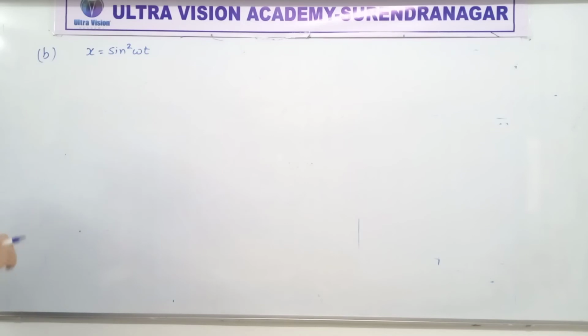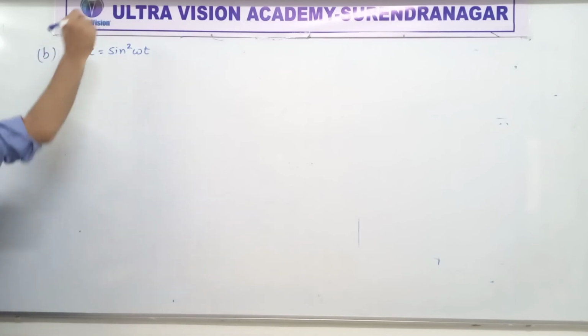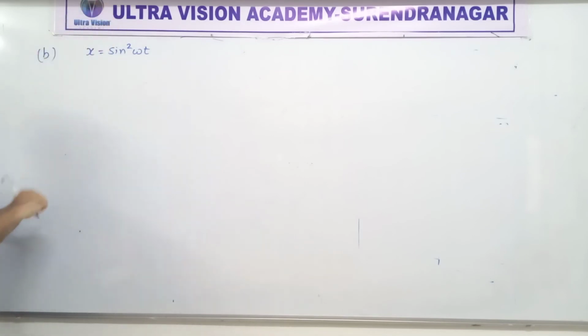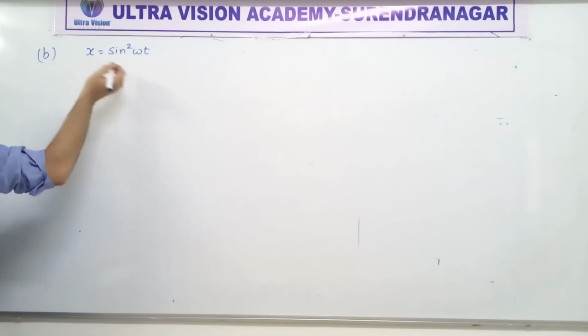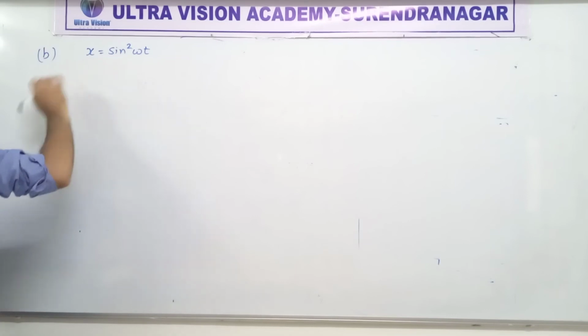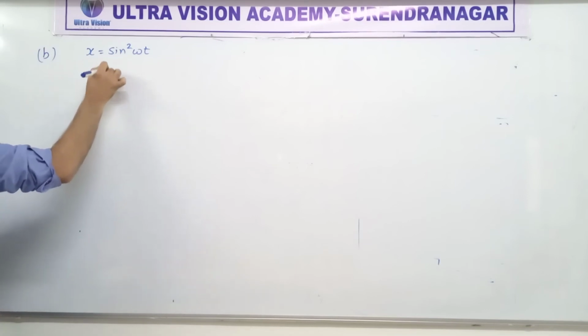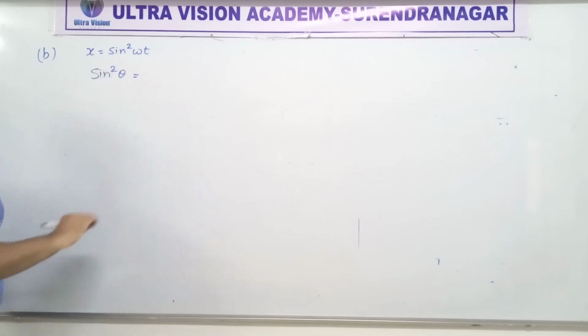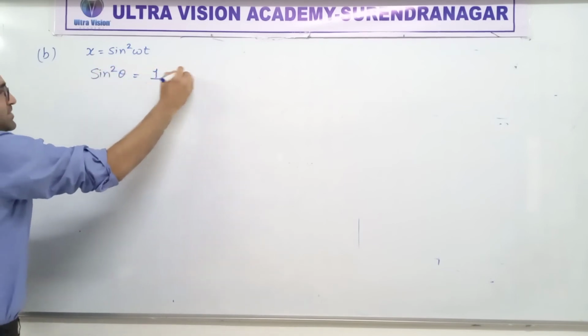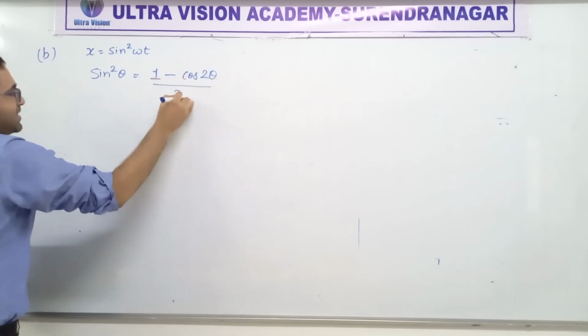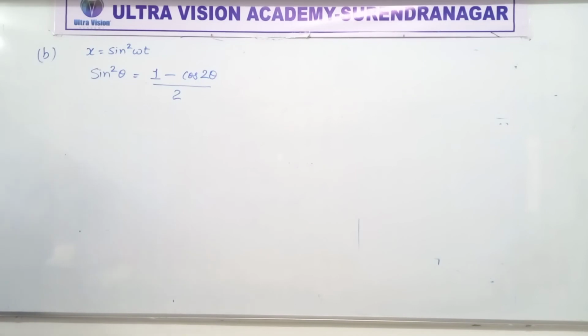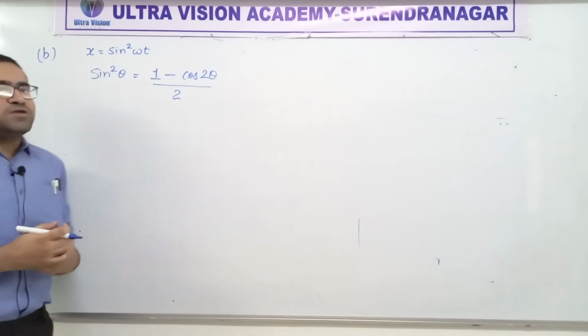So first of all, in the first method, we are going to use a trigonometry formula that obviously math students would know, and perhaps a few biology students also would be remembering. Okay, that I'm not so sure about. The formula is that sine squared theta is equal to 1 minus cos 2 theta divided by 2.